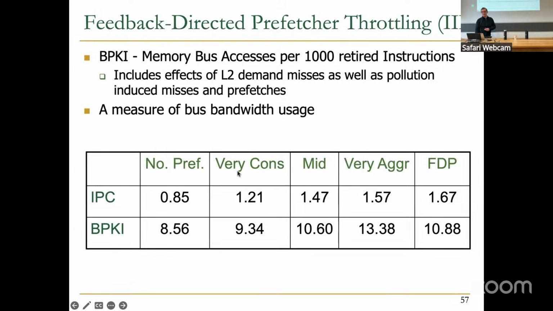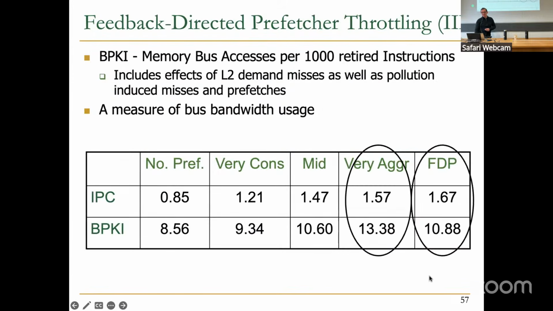And you can see no prefetching, very conservative, middle of the road, very aggressive, and feedback-directed prefetching. And you can see that feedback-directed prefetching is better than very aggressive prefetching on average IPC, while also reducing the bus accesses per kilo instructions. So this is good in terms of both performance and energy.